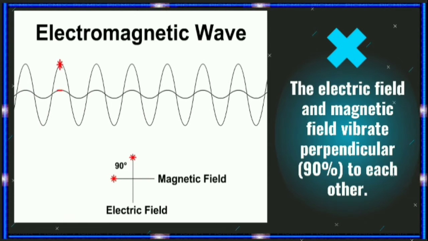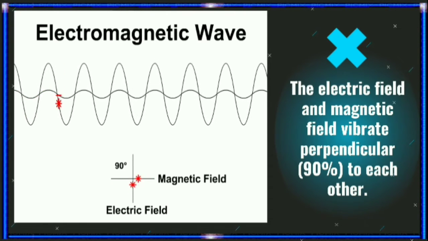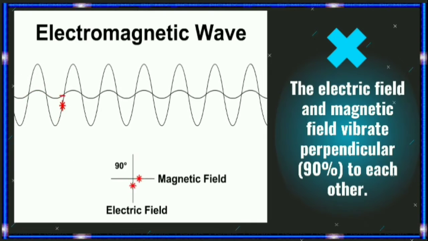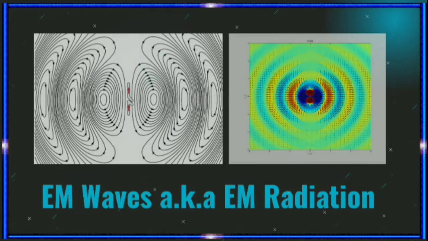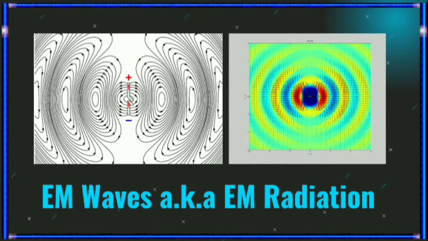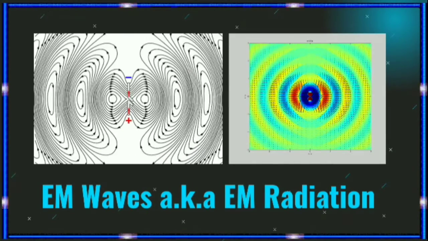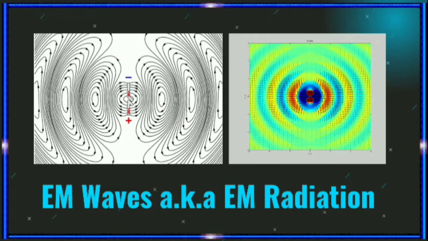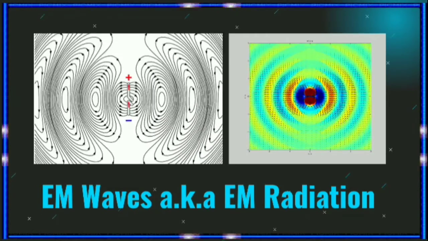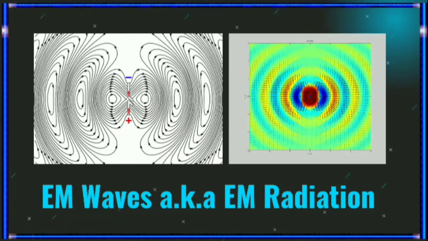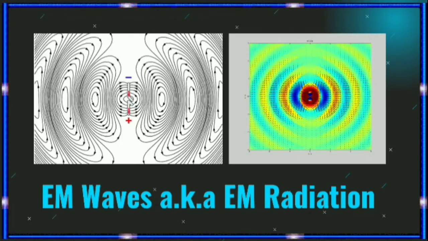The electric field and magnetic field vibrate perpendicular, 90 degrees, to each other. Electromagnetic waves are also known as electromagnetic radiation because they radiate from electrically charged particles. So we already know how electromagnetic waves are produced.